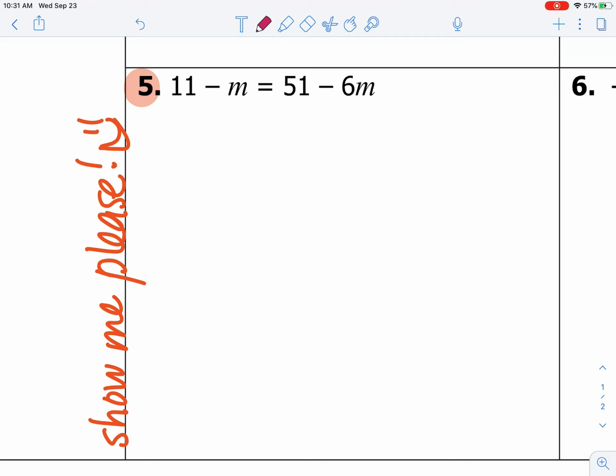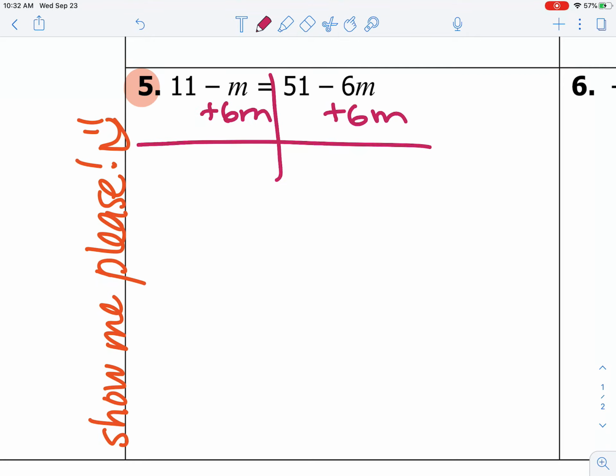So to solve number 5, I look for what I can distribute. There's nothing to distribute. I look on the left-hand side for like terms. There aren't any. I look on the right-hand side for like terms, and there aren't any. So I'm ready to move the variables over to one side. Okay, I have to add 6m because this is a negative 6m over on the right. So to move it to the left, I need to add it. This is 11 because I haven't done anything with 11 yet.